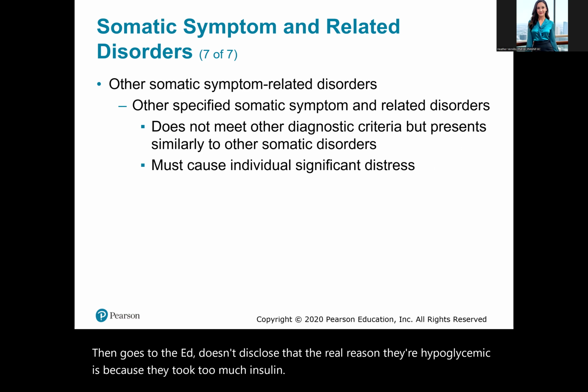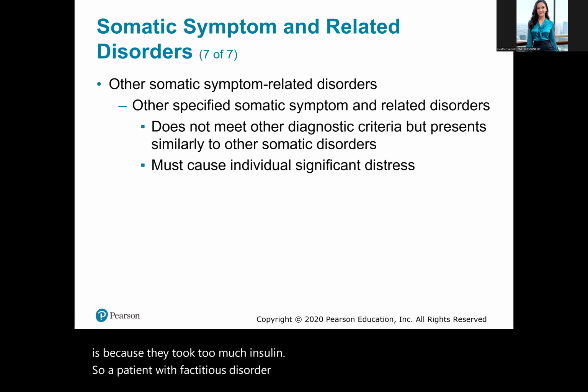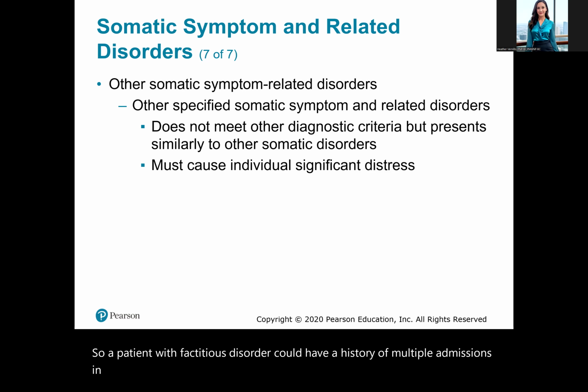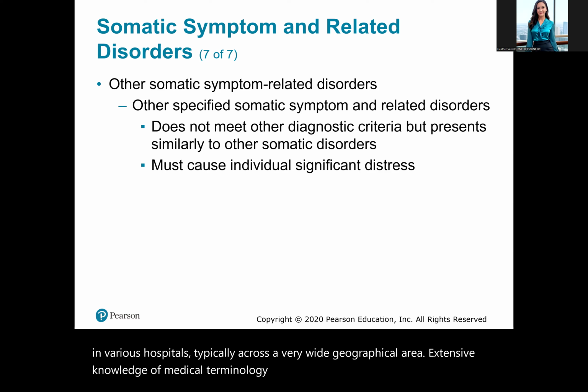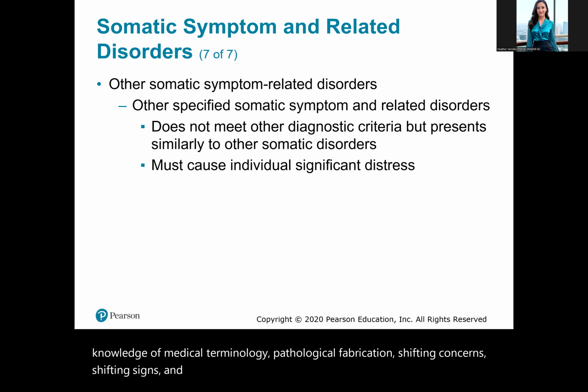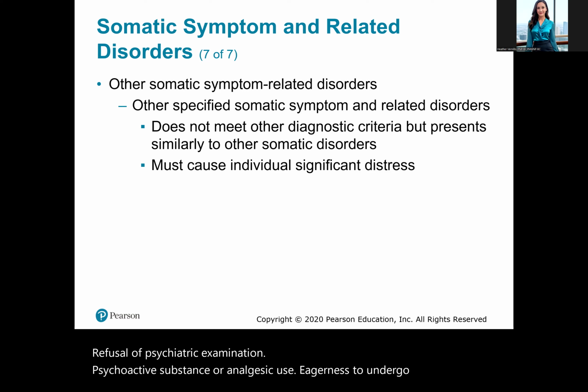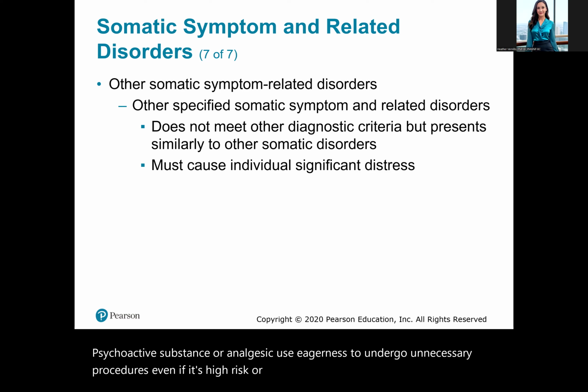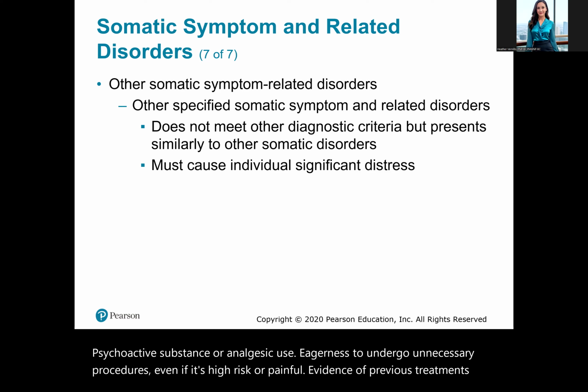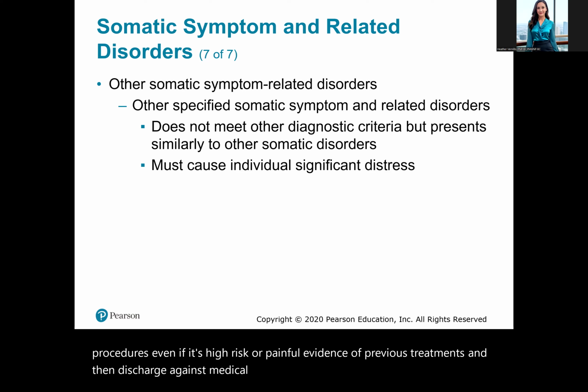So a patient with factitious disorder could have a history of multiple admissions in various hospitals, typically across a very wide geographical area, extensive knowledge of medical terminology, pathological fabrication, shifting concerns, shifting signs and symptoms, very poor interpersonal relationships, refusal of psychiatric examination, psychoactive substance or analgesic use, eagerness to undergo unnecessary procedures, even if it's high risk or painful, evidence of previous treatments, and then discharge against medical advice to avoid detection.